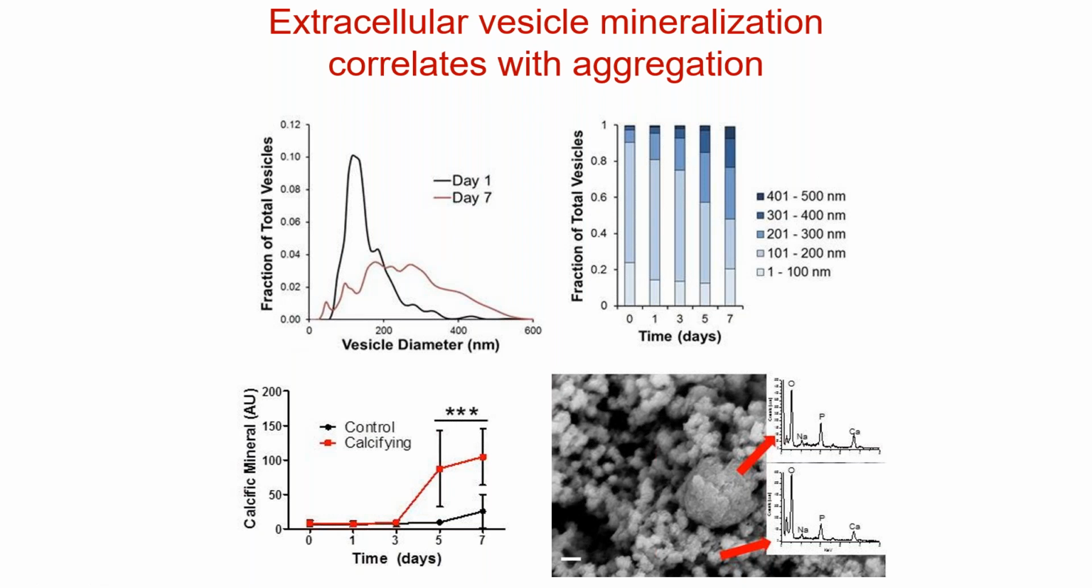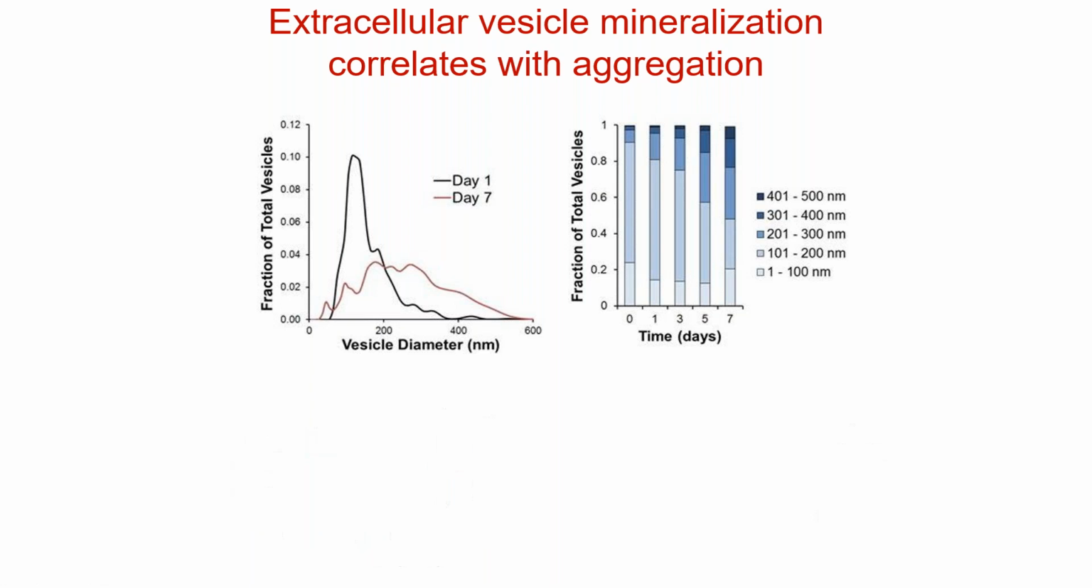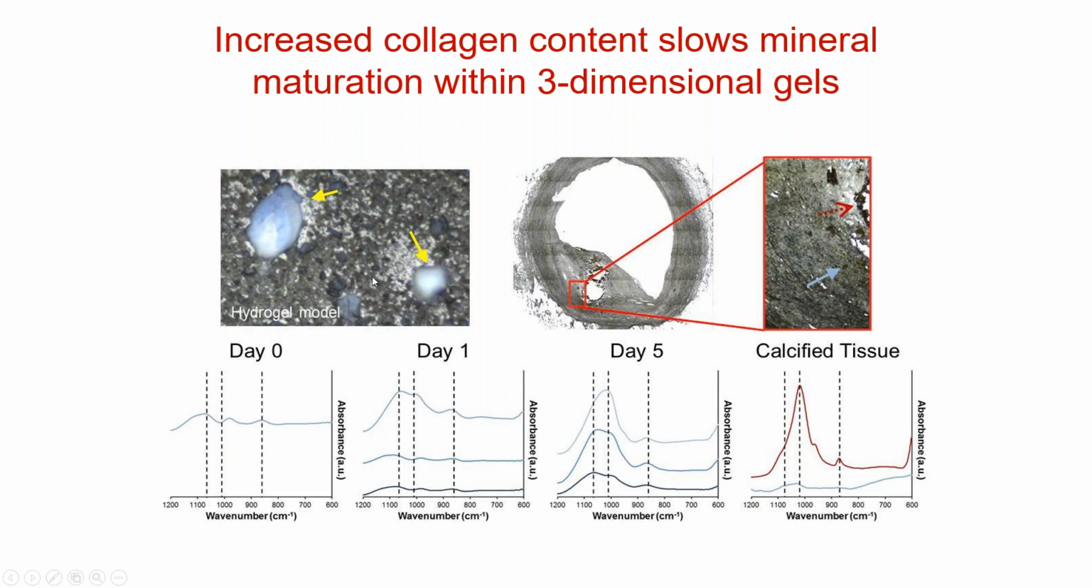And so the vesicles, as they're calcifying, from day one to day seven, we see a smaller fraction of these 100 nanometer size vesicles. And then we start seeing things that are much, much bigger, on the order of several hundred nanometers by 7 days. And that's about the time that we start seeing detectable calcific mineral in these vesicles as well. And we can, again, use some spectroscopy and show indeed the calcium and phosphate forming from these structures here. And so it gave us the idea that these vesicles are aggregating together, and that's what's really causing the mineral growth.